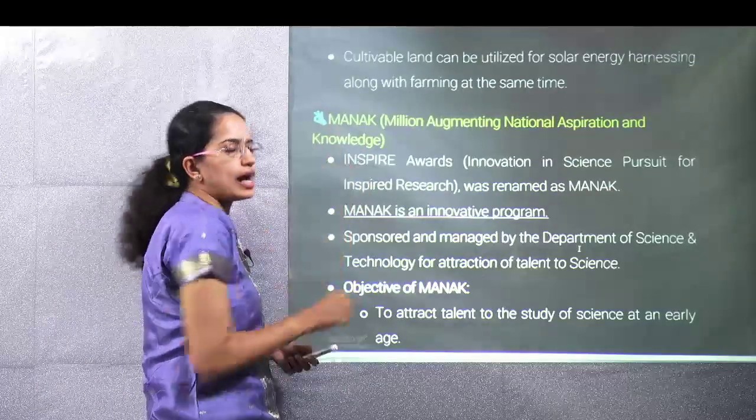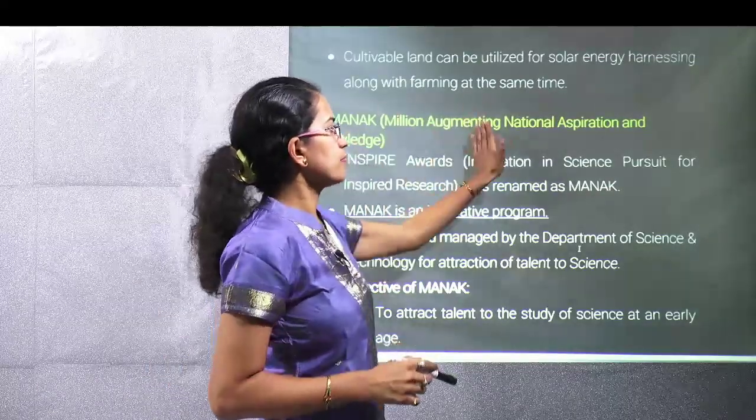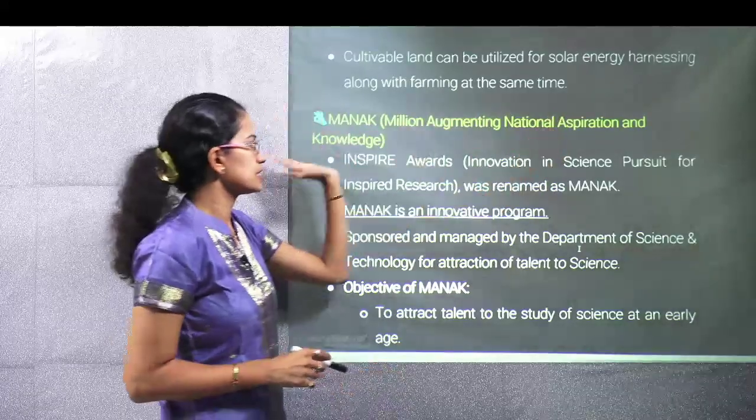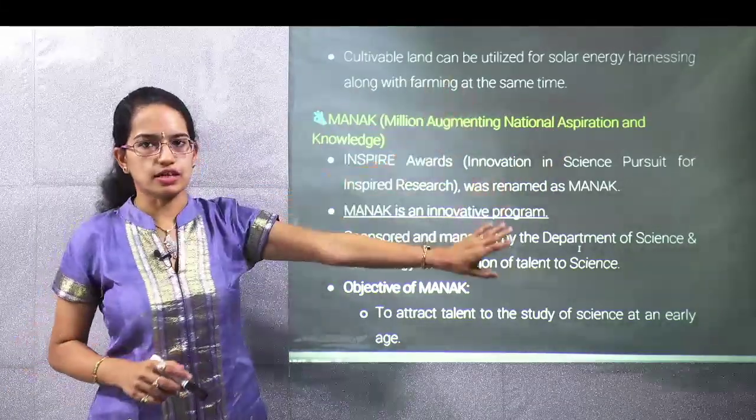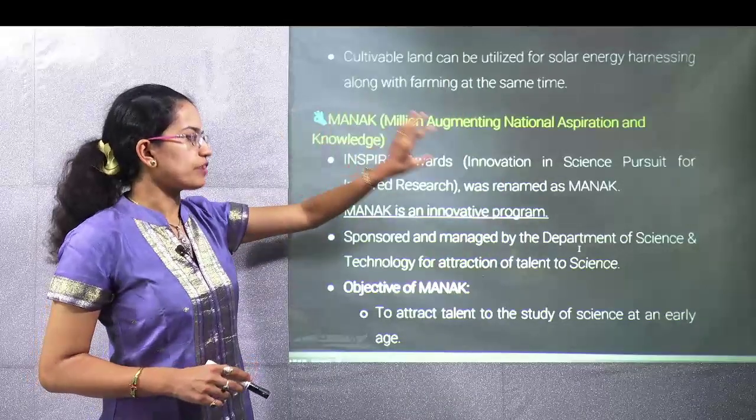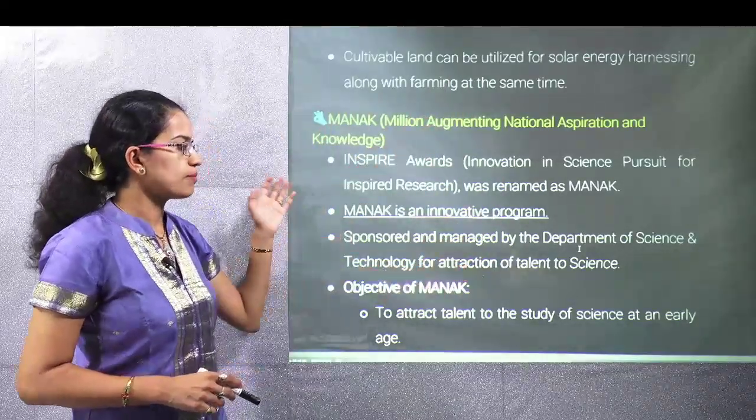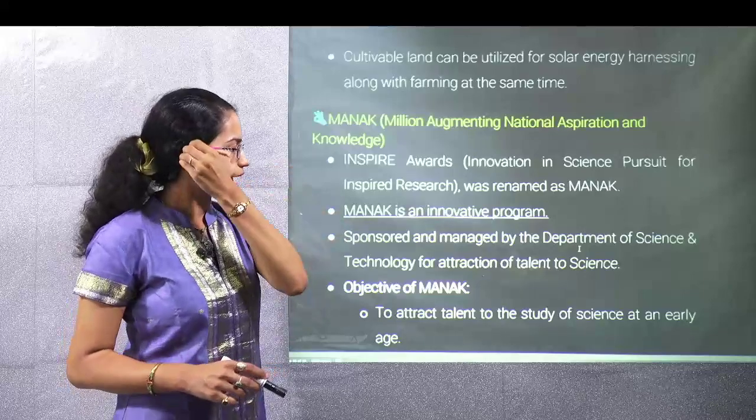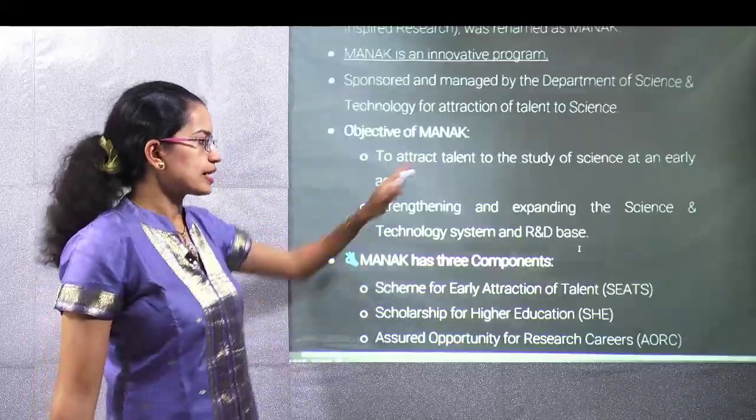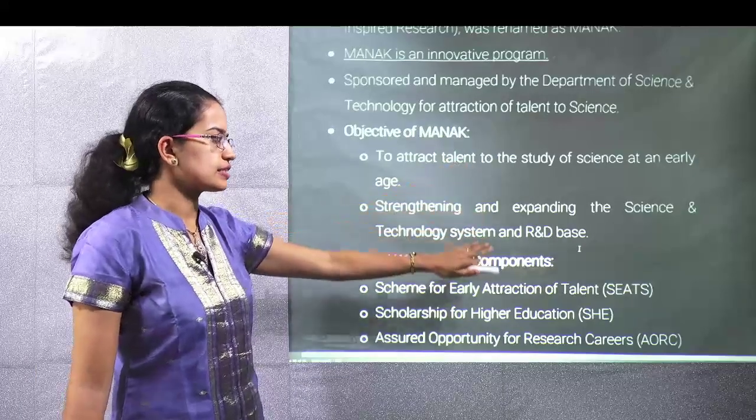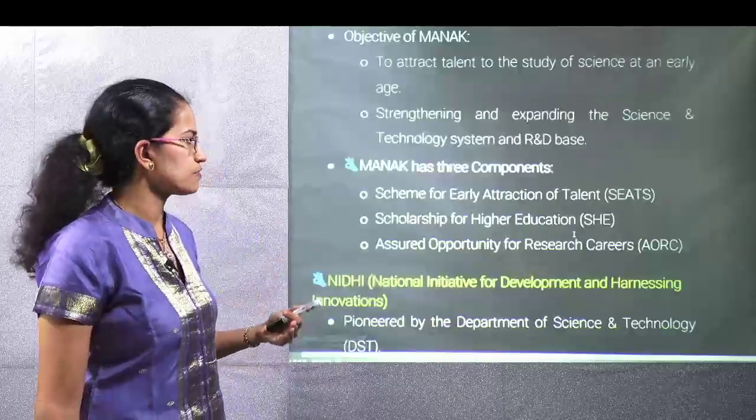The next is Manak, as we said, that is Million Augmenting National Aspiration and Knowledge. Now Inspire Awards were renamed as Manak Awards. Manak is a very innovative program that talks about attraction of the candidates towards development of science and technology in the country. So to attract more talent and strengthen and expand the existing science and technology framework.